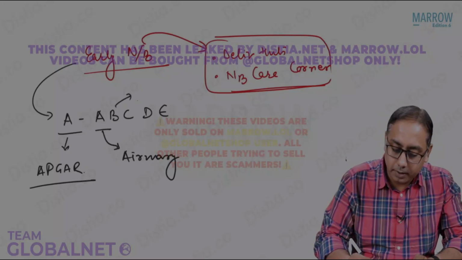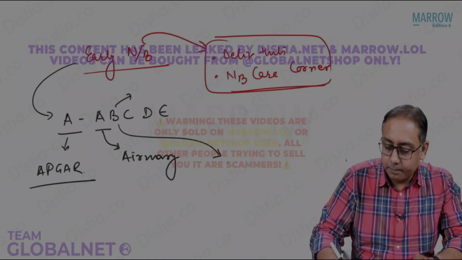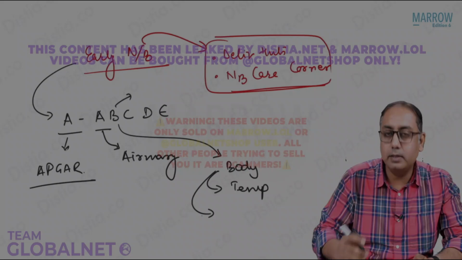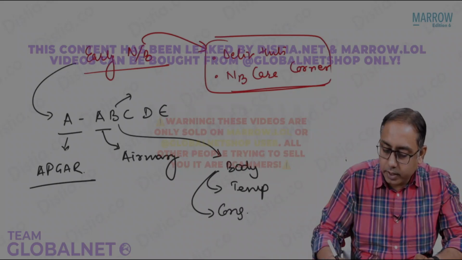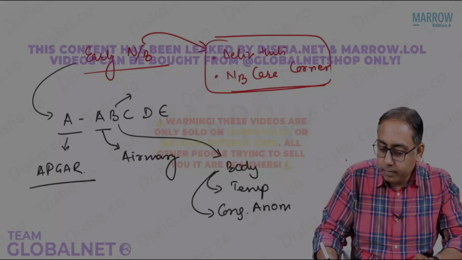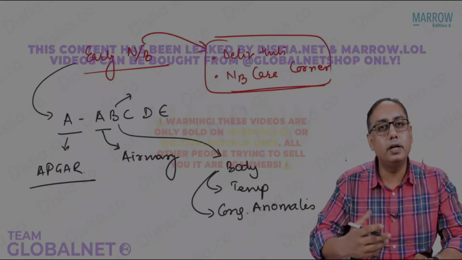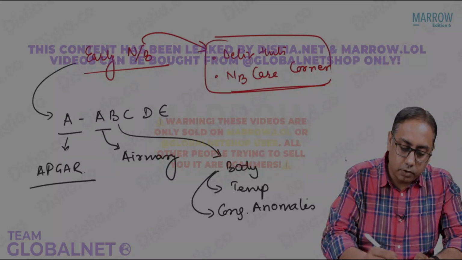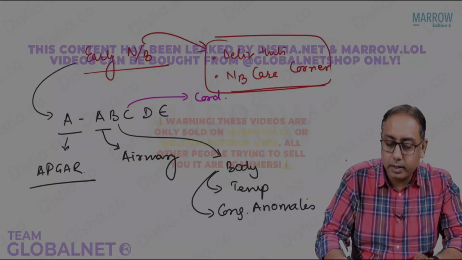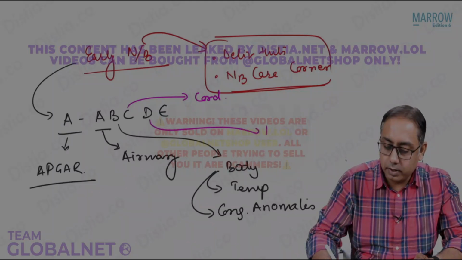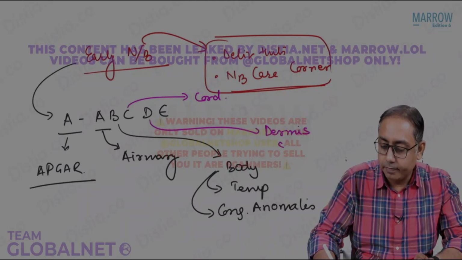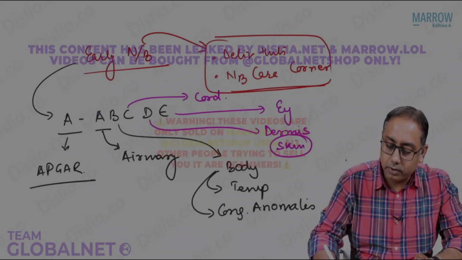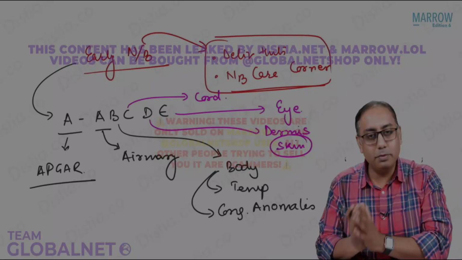B stands for the body. In body, you are going to check 2 things. We are going to check for the body temperature and the body of the child, that is any congenital anomalies, specifically talking about imperforate anus or anything like that. And C stands for the cord care. D stands for the dermis care. Dermis is the skin care. So we need to talk about the skin care, and E is the eye care or the ophthalmic care of the immediate care of the newborn child.